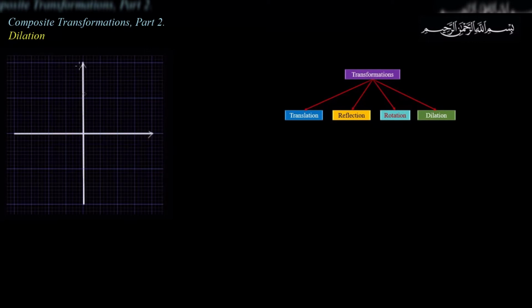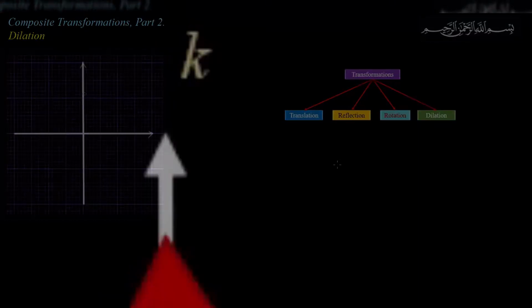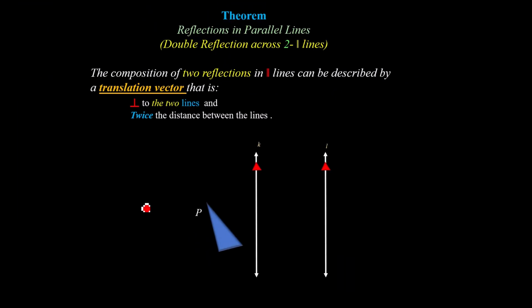Today I just wanted to review what we talked about last time and also talk about dilation a little bit before we finish, inshallah. If you recall, we talked about this theorem last time. This is the reflections in parallel lines theorem: if you have two parallel lines and you reflect an object two times across these two parallel lines, the result of these double reflections is basically one long translation. This is the double reflection across two parallel lines theorem, as affectionately known by myself.